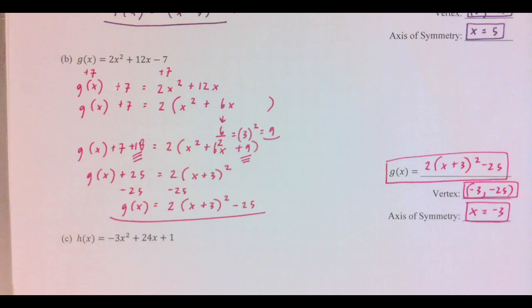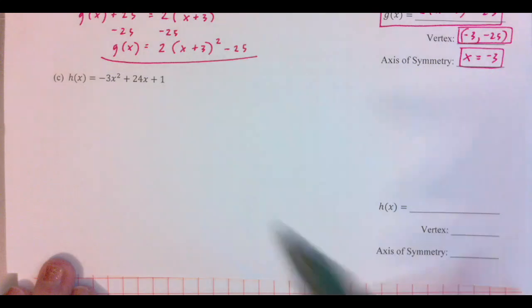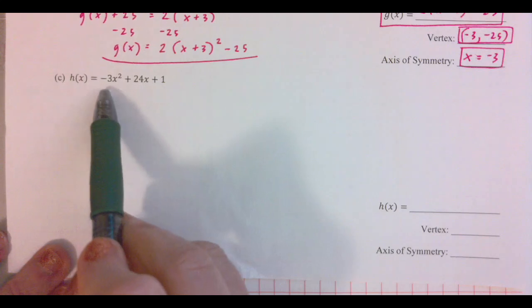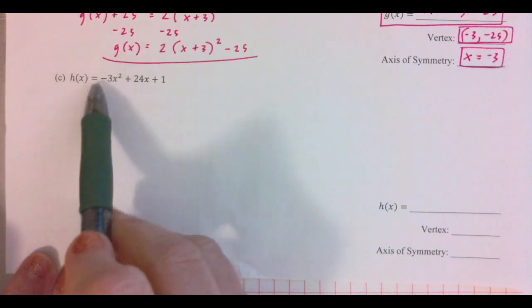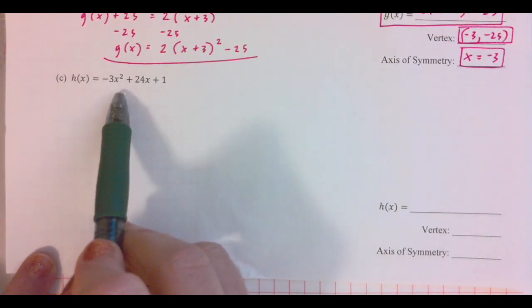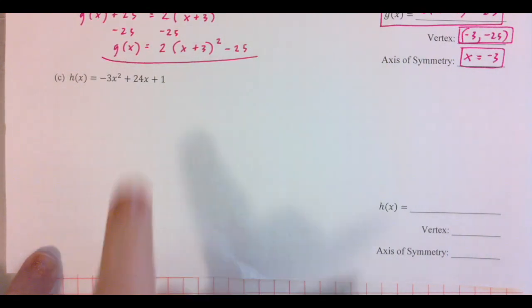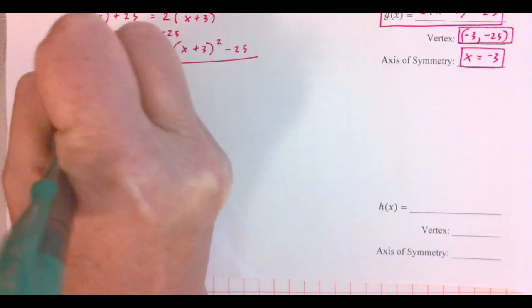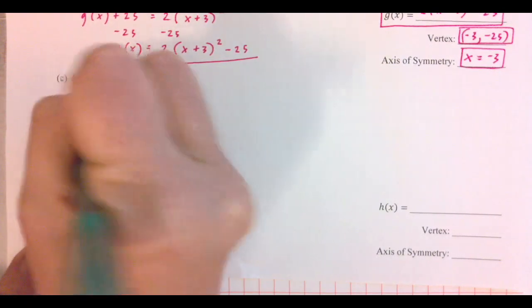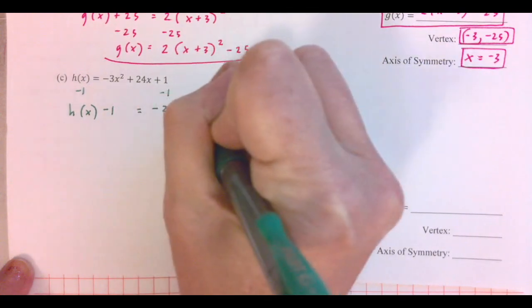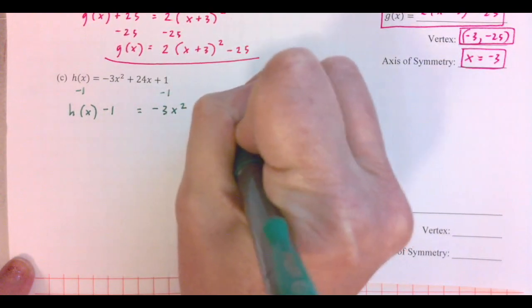All right, one more variation and then we're done. In this last one, what makes this one different? Now I see a -3 as that leading coefficient, right? It's the number that's in front of my quadratic, right here, the x squared. All right, so then again, first step, get the 2 terms with the x together. So take away 1 from each side. So h of x minus 1 equals -3x squared plus 24x.